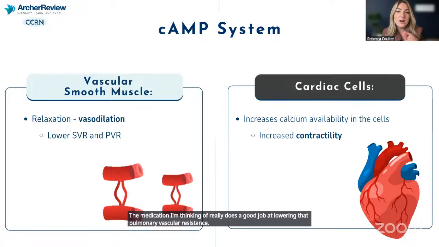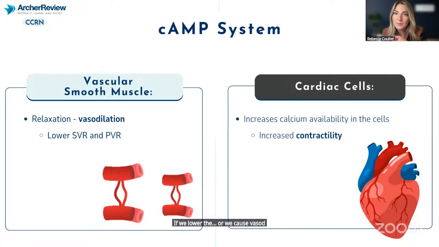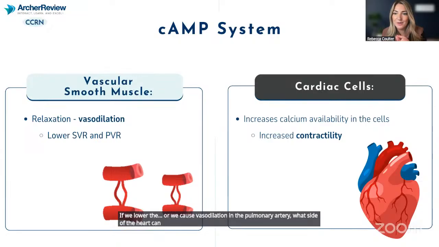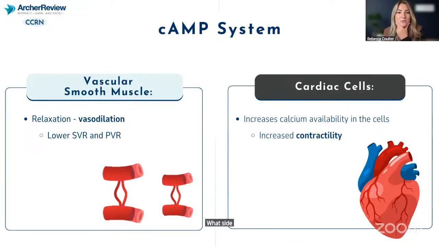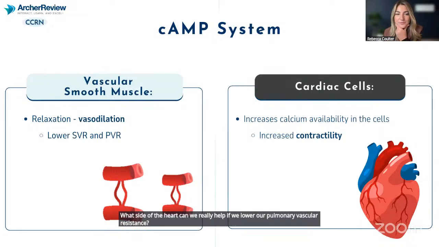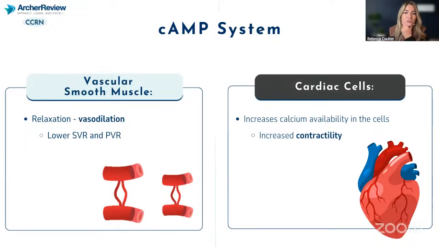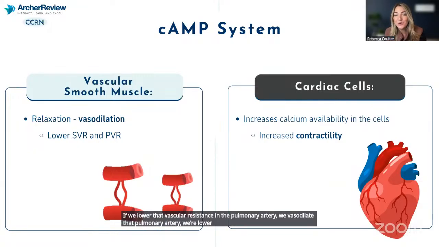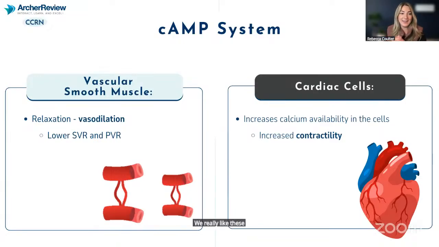If we cause vasodilation in the pulmonary artery, what side of the heart can we really help? What side of the heart can we really help if we lower our pulmonary vascular resistance? It is actually the right side of the heart, because the right side of the heart is pumping blood into the pulmonary artery. If we vasodilate that pulmonary artery, we're lowering the afterload for the right side. So for right-sided heart failure, we really like these medications that impact the cAMP system.